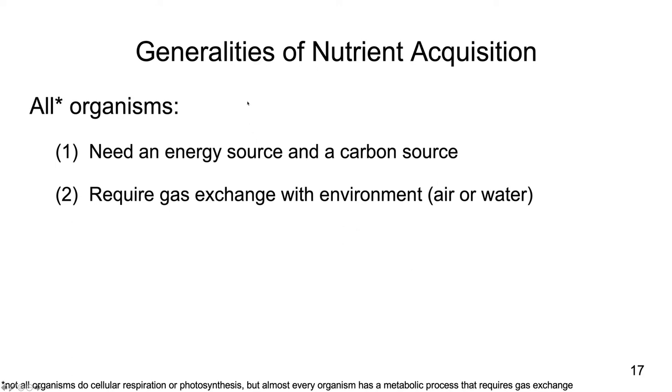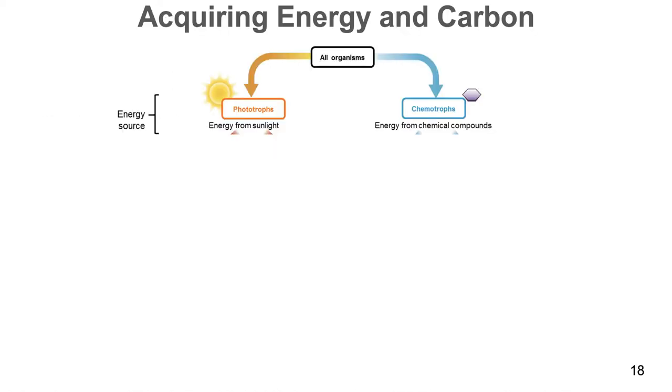So in terms of the generalities for nutrient acquisition, all organisms have to do two things. Number one, they need an energy source and a carbon source. And number two, they require gas exchange with the environment, or air or water, in order to acquire nutrients. Okay, so let's discuss what I mean by an energy source and a carbon source for nutrient acquisition.